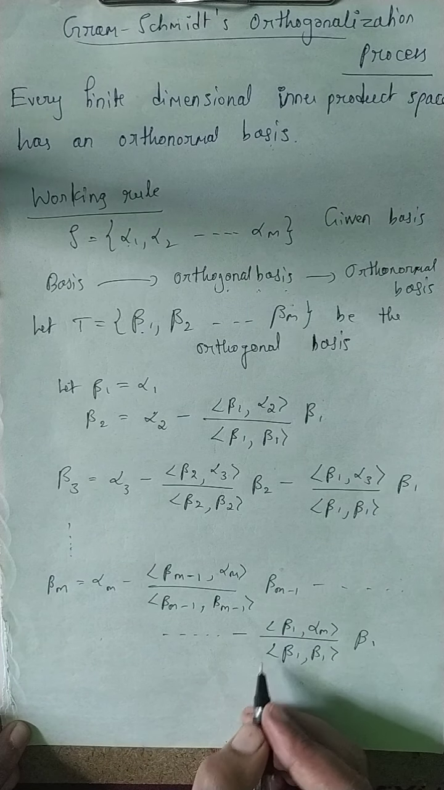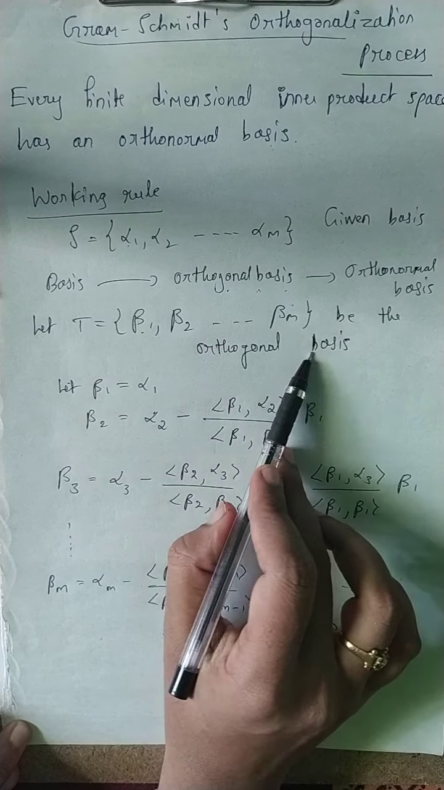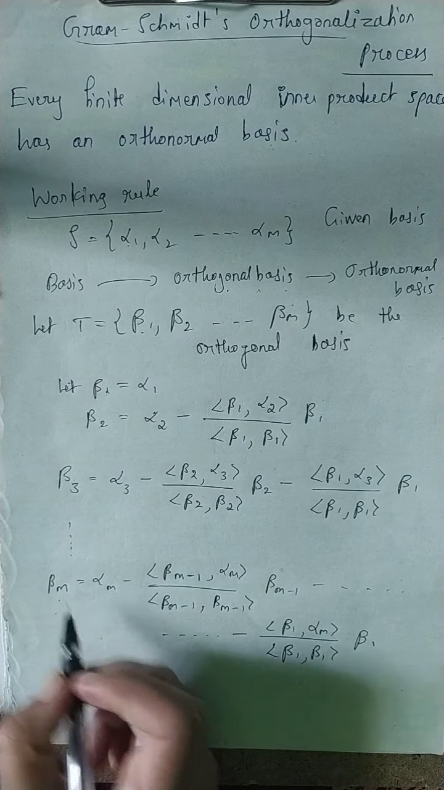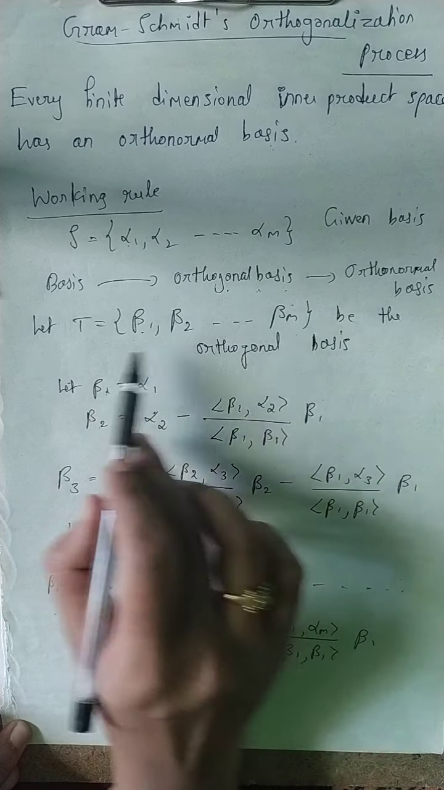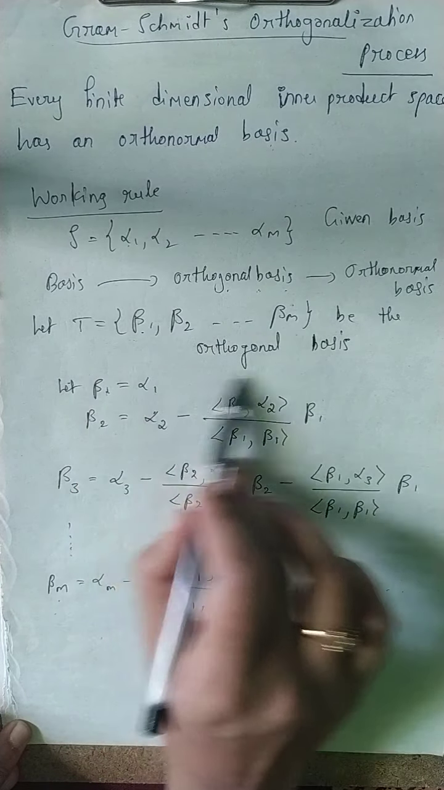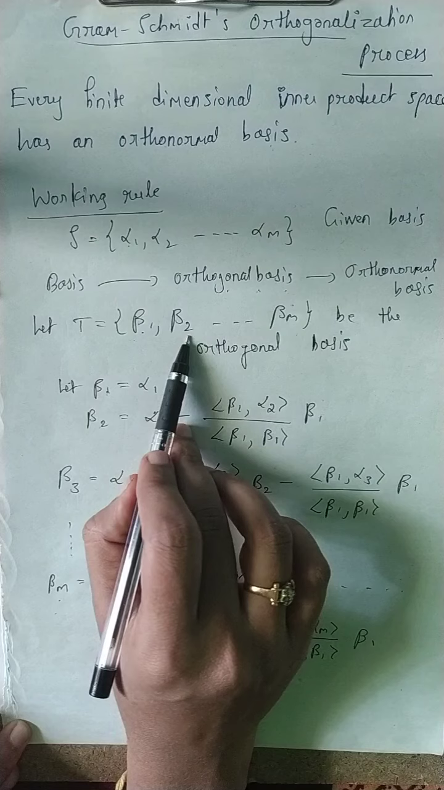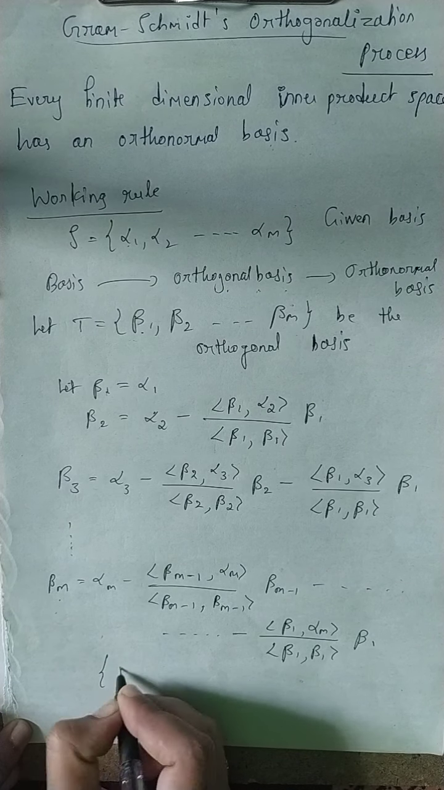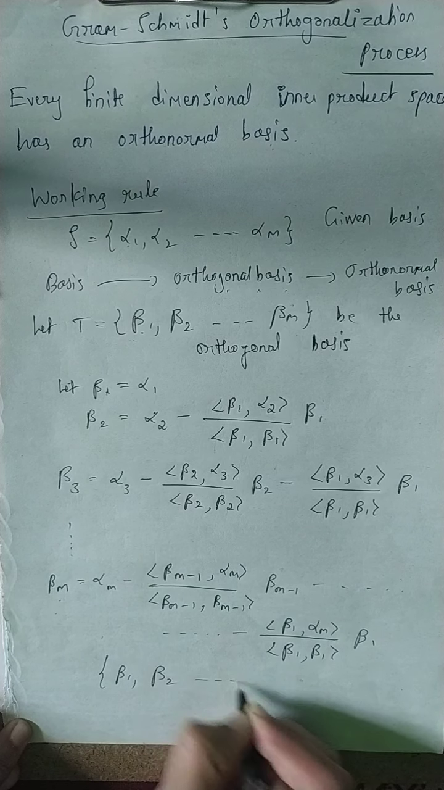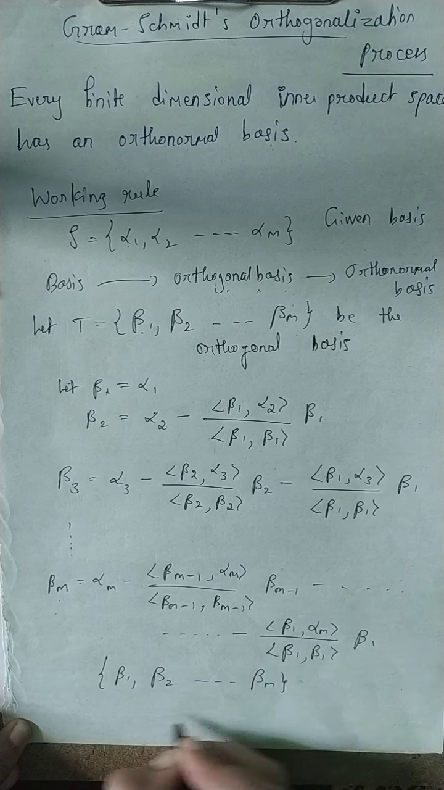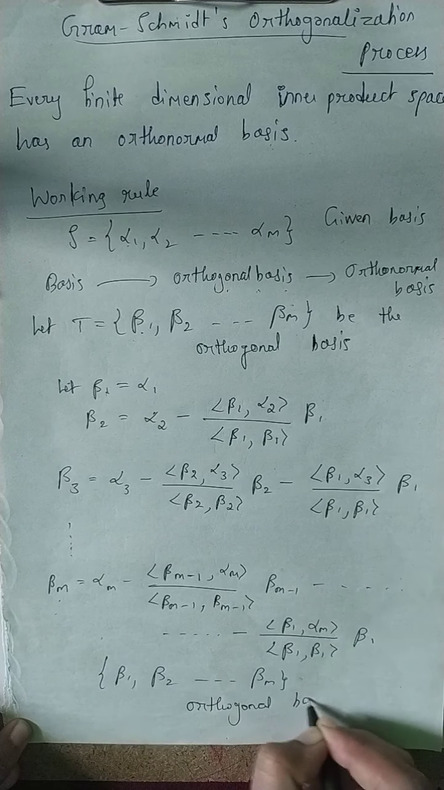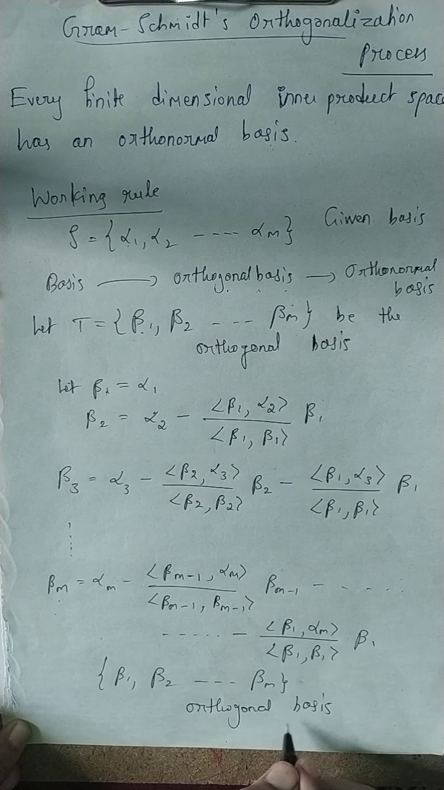So this is the procedure to find the orthogonal basis, that is beta 1, beta 2, beta 3 up to beta m. Now we have found the orthogonal basis, that is beta 1, beta 2 and so on up to beta m, which is the orthogonal basis.